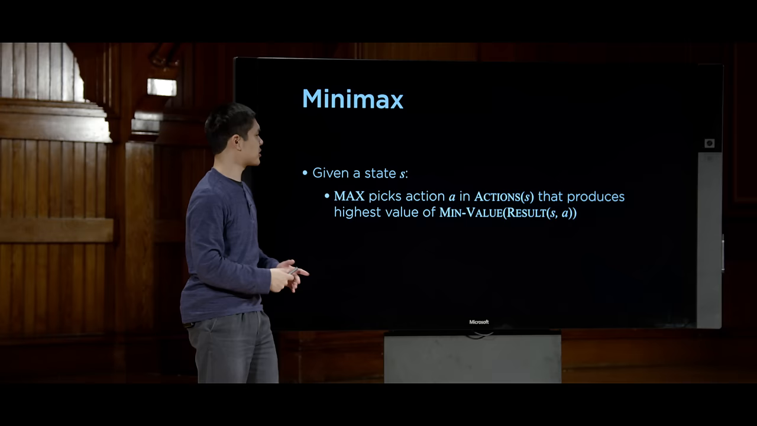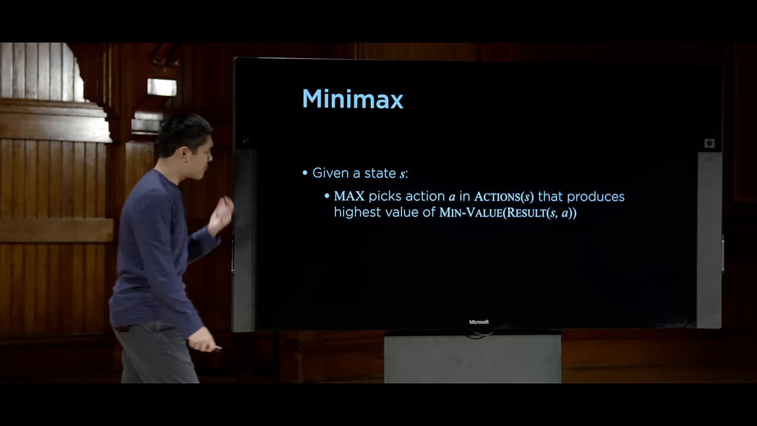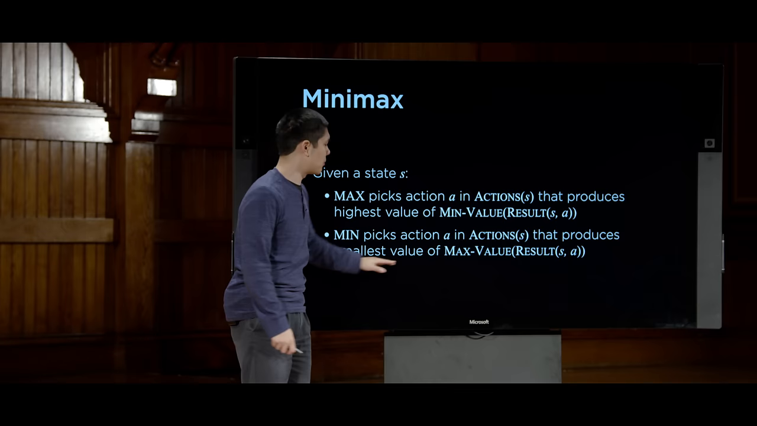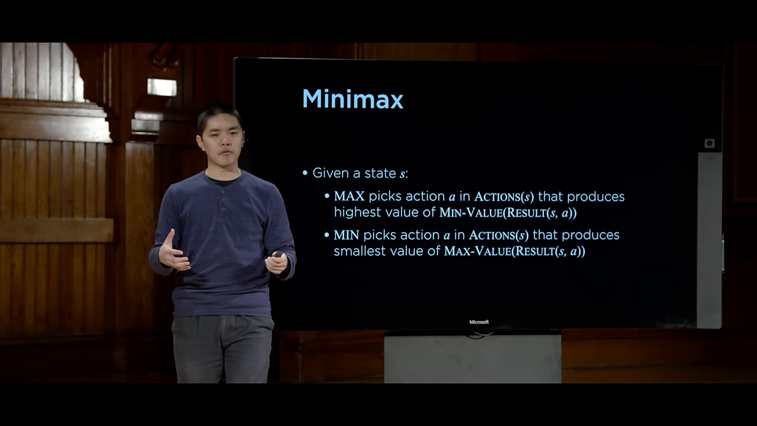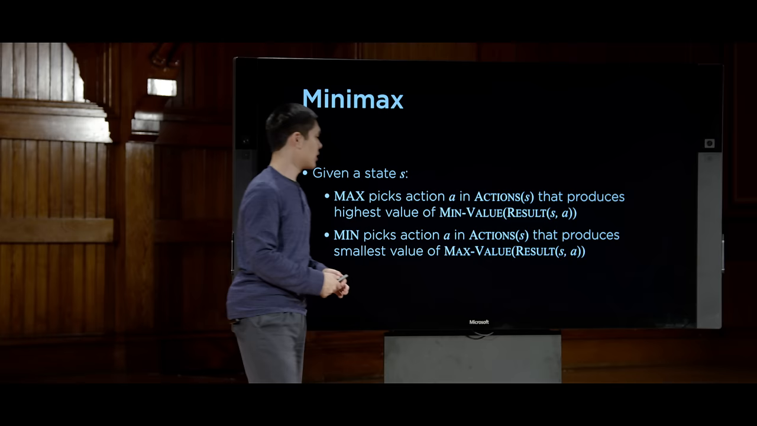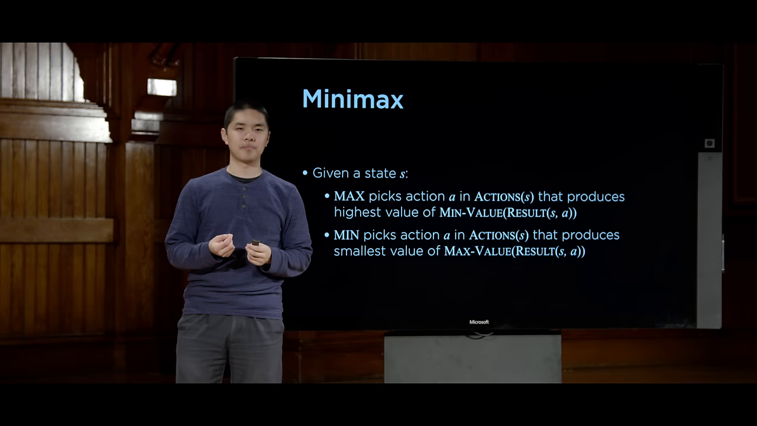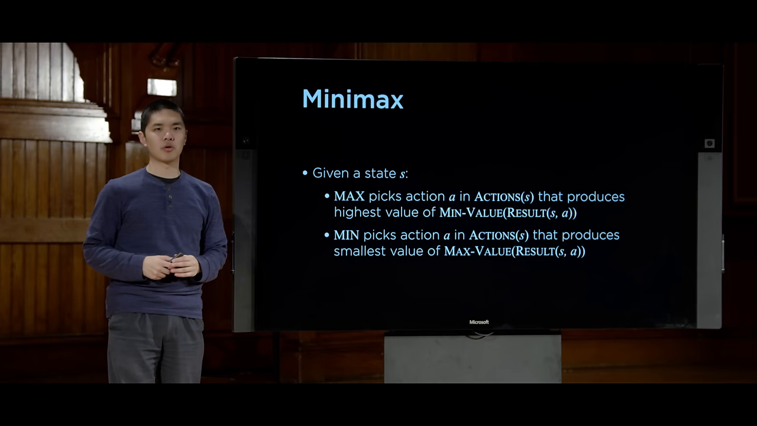Likewise, the min player is going to do the same thing, but backwards. They're also going to consider what are all of the possible actions they can take if it's their turn. And they're going to pick the action A that has the smallest possible value of all the options. And the way they know what the smallest possible value of all the options is, is by considering what the max player is going to do, by saying, what's the result of applying this action to the current state? And then what would the max player try to do? What value would the max player calculate for that particular state? So everyone makes their decision based on trying to estimate what the other person would do.